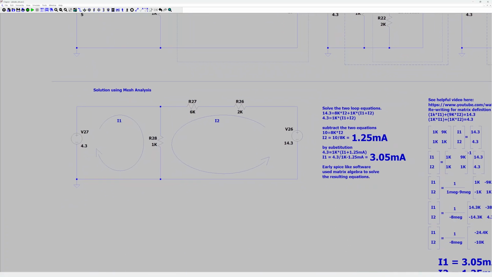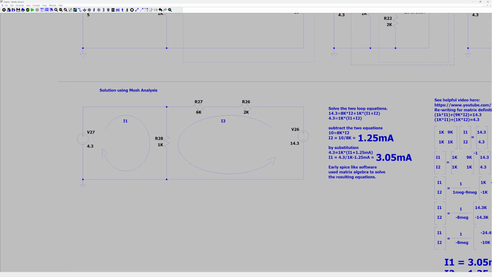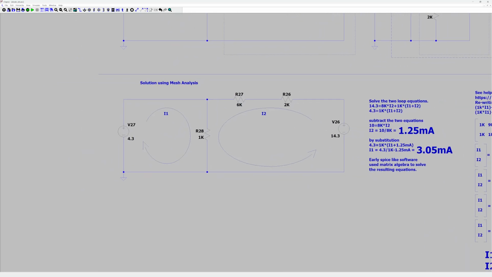Another method, mesh analysis. So you draw your loop currents. So every window, basically, you draw a loop current. If you know the direction the currents are going in, you can draw it as I have here. Otherwise, it's kind of arbitrary. The signs will all work out if you do it right. But since I know that the currents are going this way, I drew the current directions that way. So you have I1 and I2, loop 1 and loop 2.